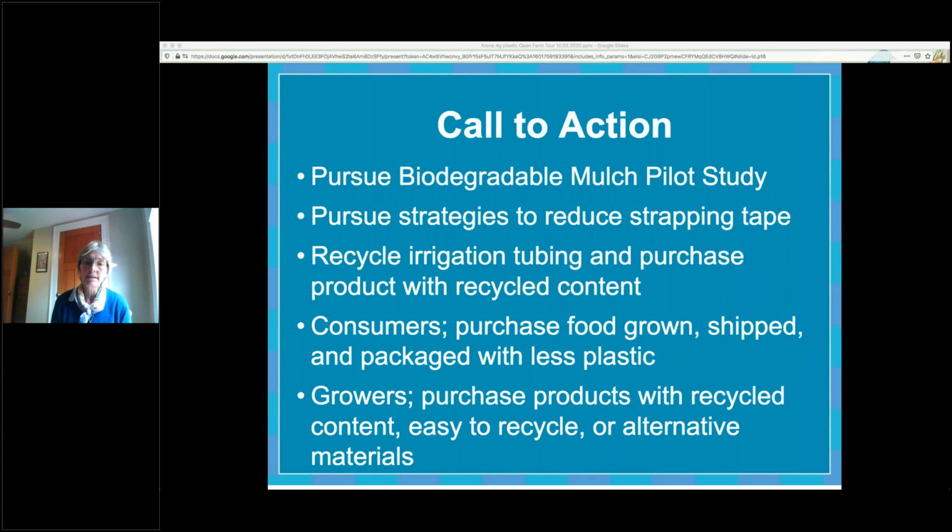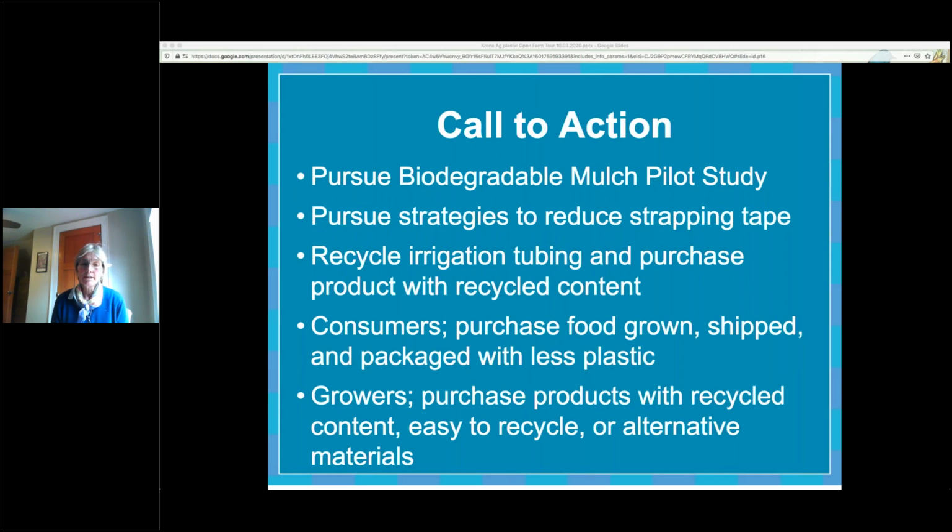We'd like to have a study to reduce strapping tape, since that was the second most prevalent kind of plastic we found on stream banks. Anybody interested out there who may be listening to this, who may have a model farm where they'd like to see us work on this problem. That's another area where we'd like to find a farm and some growers that would like to help with that. We'd like to see more irrigation tubing recycled. It is possible to recycle that tubing, and we hope that increasingly growers will look to the companies who will pick up that kind of tubing and will recycle it.